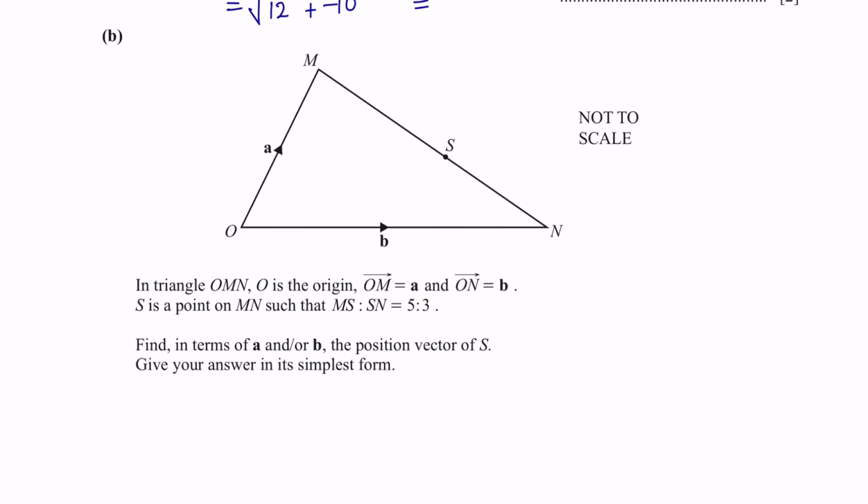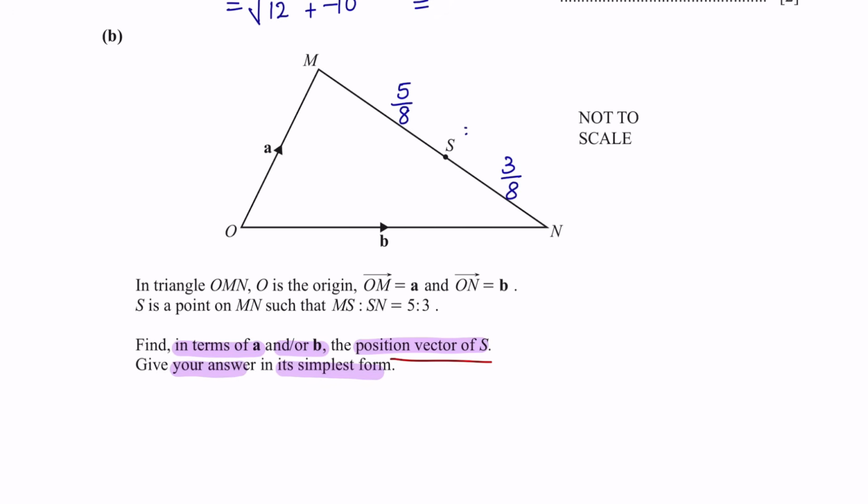Next, question B. In a triangle OMN, O is the origin, O to M is a, and O to N is b. S is a point on MN such that MS to SN is 5 to 3. Whenever you are given a ratio, the first step that you should do is change it into a fraction. So it will be 5 over 8 and 3 over 8. The reason why it's over 8 is because we're adding these two up together. Find in terms of a and or b the position vector of S. Give your answer in its simplest form.